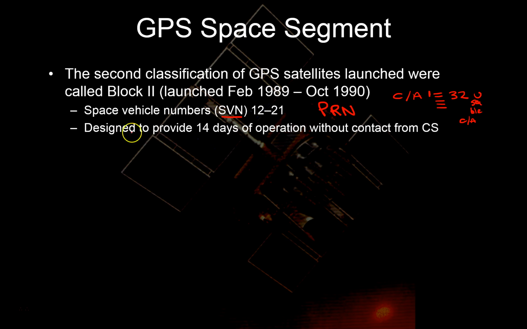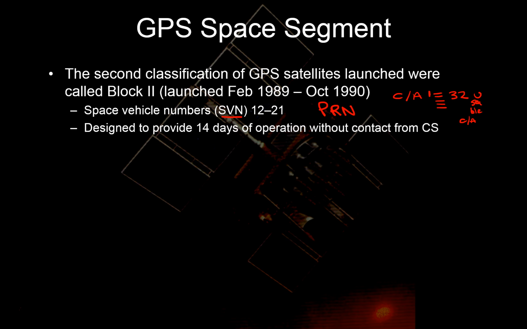The Block 2 satellites were designed to provide 14 days of operation without contact from CS, which means the control segment. So this means that the network of satellites would be operational if the control segment was not able to communicate with them for a 14-day period. Basically, after that, the accuracy of the information coming from the satellites would just degrade and degrade and degrade.